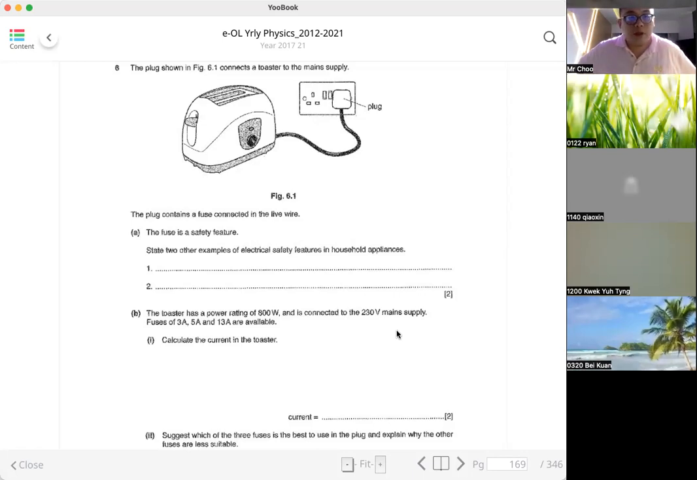Yuting, your B1 correct. Well done. Bei Kwan, your A number 2, I will not give you the mark. Ryan, for your part B1, your answer is correct, but can you write down your answer is correct to how many significant figures?